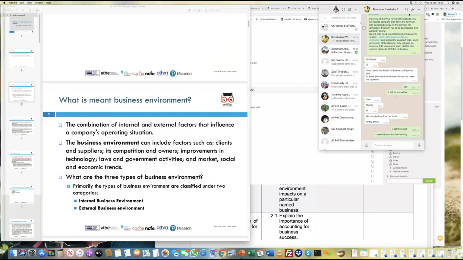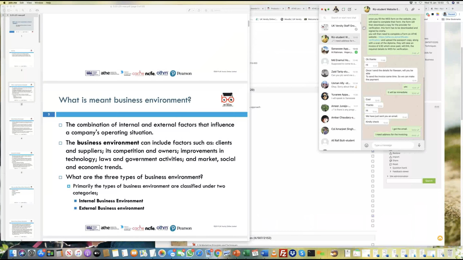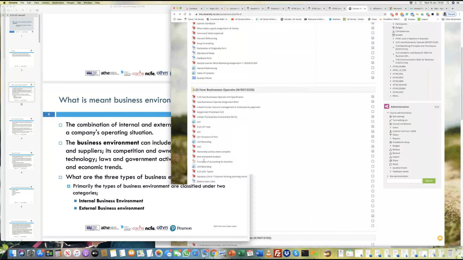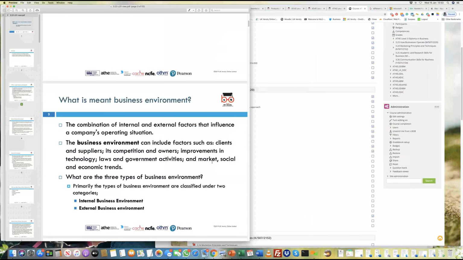There are certain things which can affect the business from outside. So we look at these that actually affect the business from inside and outside, which would constitute something called the business environment. So from my point of view, when we look at some of these things that I just shared on my screen, it would be to understand the factors or forces which can affect the business from inside and outside.